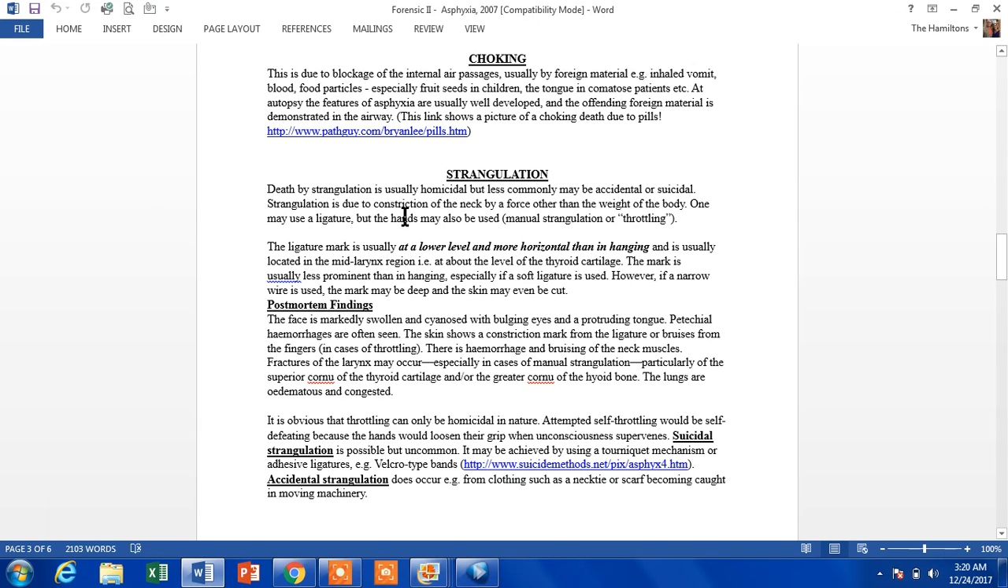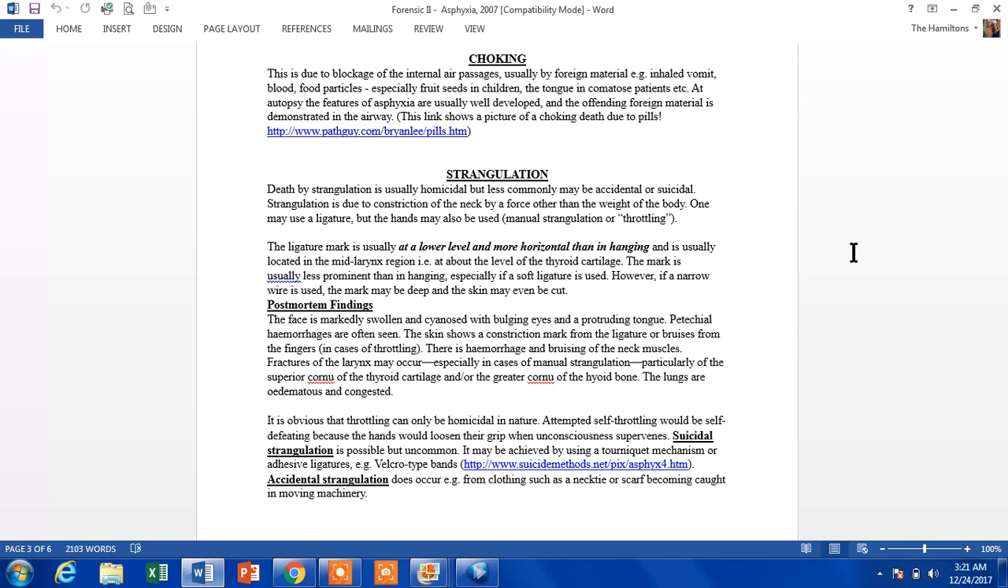Death by strangulation is usually homicidal, but less commonly may be accidental or suicidal. Strangulation is due to constriction of the neck by a force other than the weight of the body. One may use a ligature, but the hands also may be used. Manual strangulation or throttling. The ligature mark is usually at a lower level and more horizontal than in hanging, and is usually located in the mid-larynx region, for example, at about the level of the thyroid cartilage. The mark is usually less prominent than in hanging, especially if a soft ligature is used. However, if a narrow wire is used, the mark may be deep and the skin may even be cut.